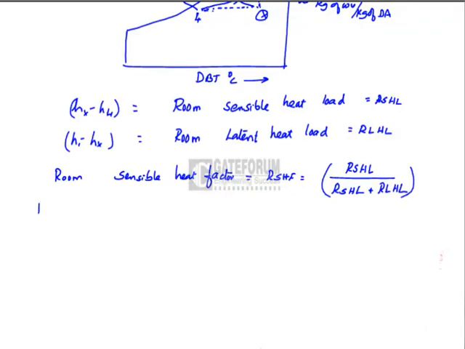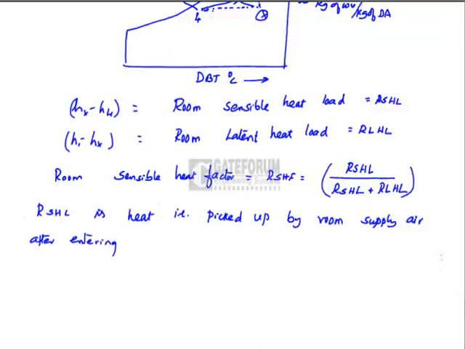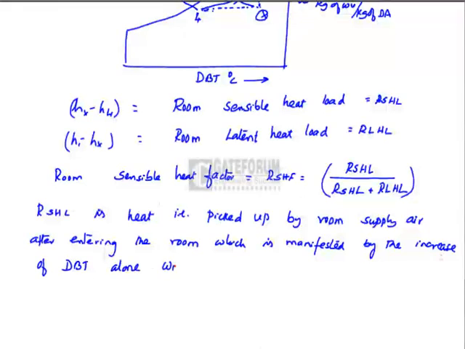What do you mean by room sensible heat load? Room sensible heat load, abbreviated as RSHL, is the heat that is picked up or received by room supply air after entering the room, which is manifested by the increase of dry bulb temperature alone without any change in specific humidity.